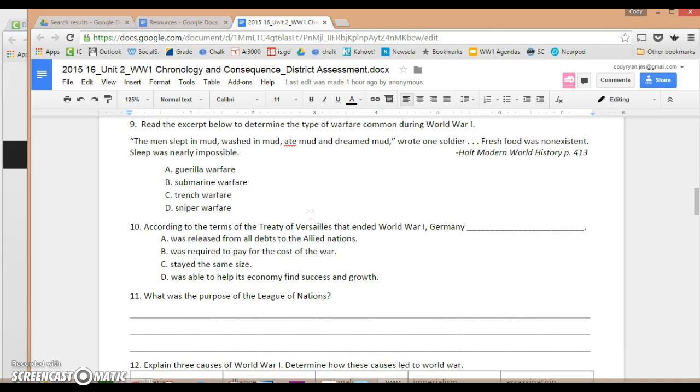Alright, number 9 says, read the excerpt below to determine the type of warfare common during World War I. So the quote says, "The men slept in mud, washed in mud, ate mud, and dreamed mud," wrote one soldier. "Fresh food was non-existent. Sleep was nearly impossible." That comes from your textbook. Does that describe guerrilla warfare, submarine warfare, trench warfare, or sniper warfare?